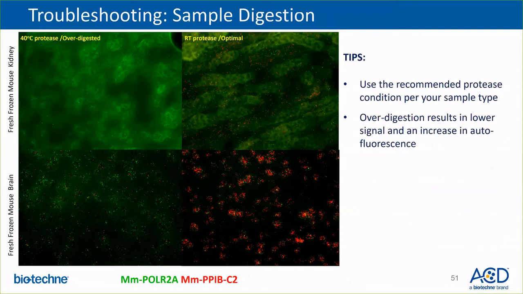The images here show how the protease treatment, one of the pretreatment steps, can affect the RNAscope signal quality. On the top, with the mouse kidney samples shown, you can see there is quite a bit of tissue autofluorescence. But when the sample is appropriately digested using Protease-4 at room temperature for 30 minutes instead of at 40 degrees Celsius, you can see distinct green and red dots. When the protease digestion is performed at 40, the tissue was over-digested, and you could see there was a loss of punctate signal and an increase in the background, shown on the top left.